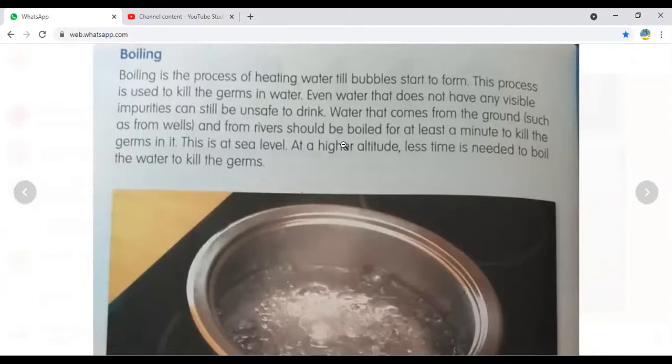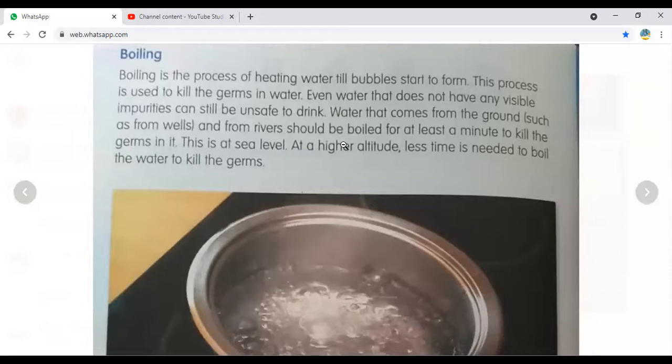Water boils at 100 degrees Celsius, and it takes 5 to 10 minutes to boil. How many minutes will it take? It takes 5 to 10 minutes. Okay, clear.